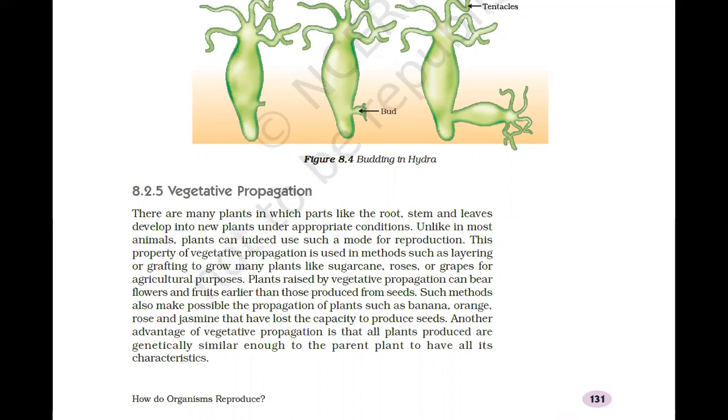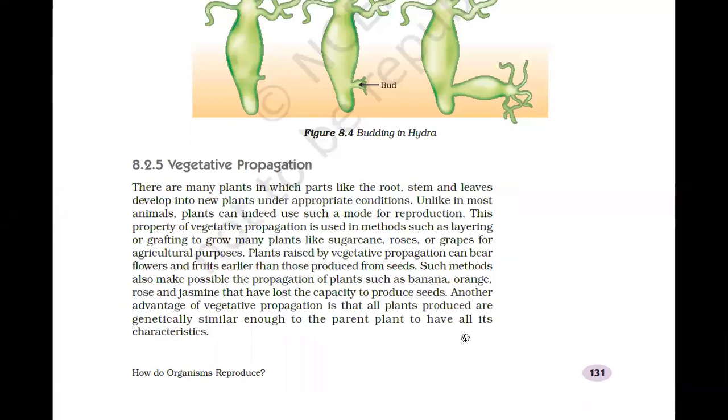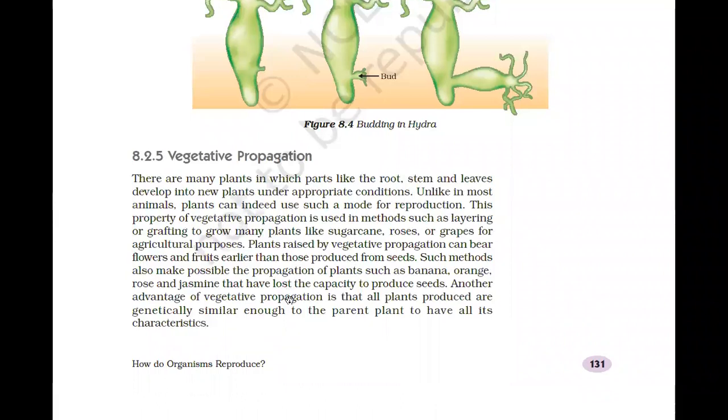Plants raised by vegetative propagation can bear flowers and fruits earlier than those produced from seeds. Such methods also make possible the propagation of plants such as banana, orange, rose, and jasmine that have lost the capacity to produce seeds. Another advantage of vegetative propagation is that all plants produced are genetically similar enough to the parent plant to have all its characteristics.